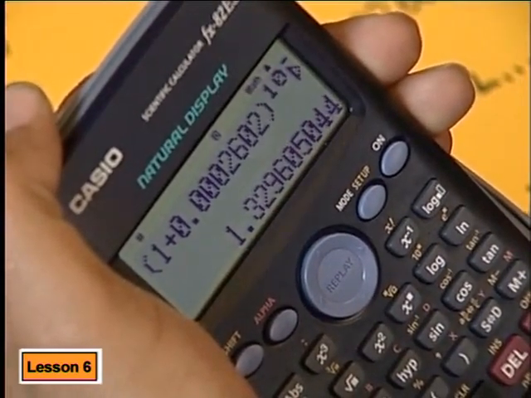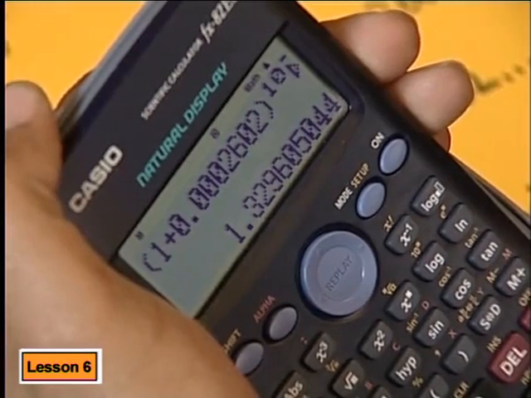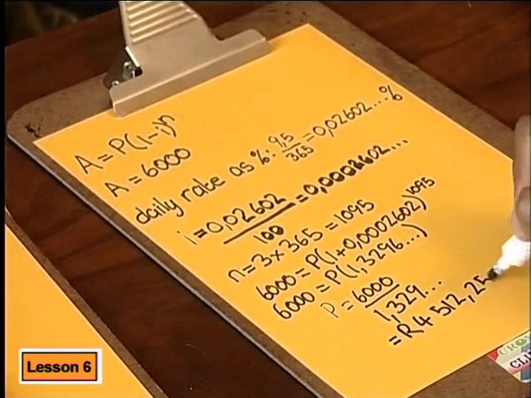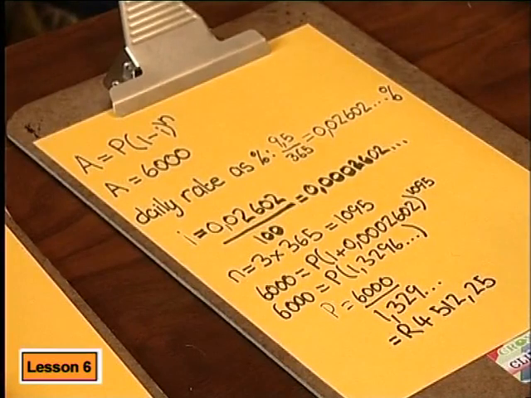Now to get P on its own, you need to divide 6,000 by that number. I get 4,512.25. That's rounded off. Well done. That's what you'll need to put into the bank now if you want to get 6,000 out in 3 years' time. I'll have to see what I can do.